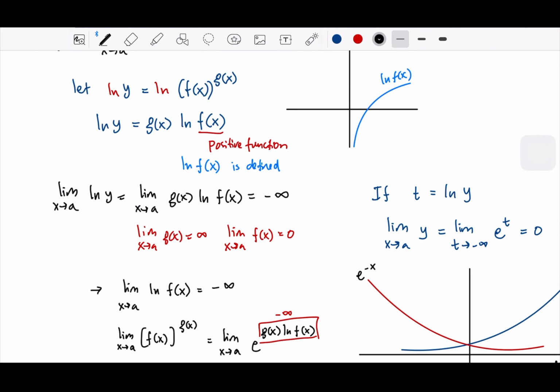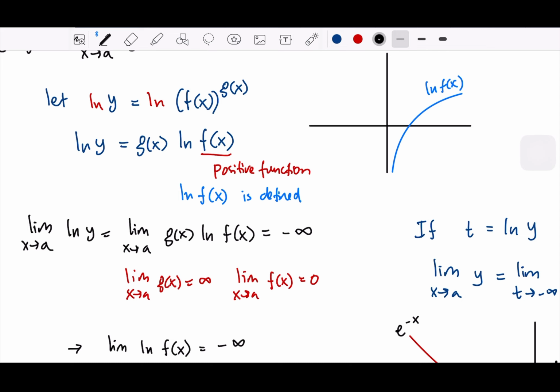Let me summarize what we've done first here. When g of x is infinite and f of x is 0, and we think of the limit, when we have f of x inside the ln, we are going to have this direction now. When we approach f of x getting to 0, like in here, then it's going to be negative infinity. And when we have this in one equation, it will force the whole equation to go down because of this negative infinity.